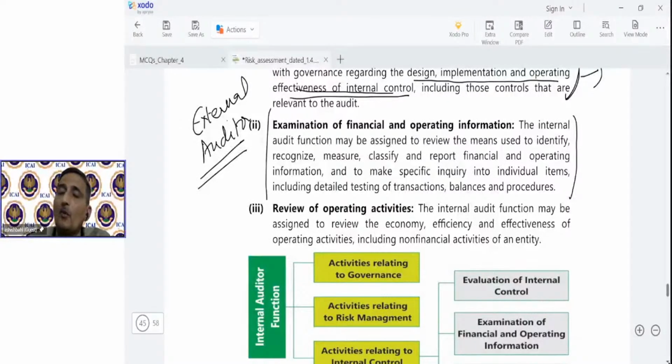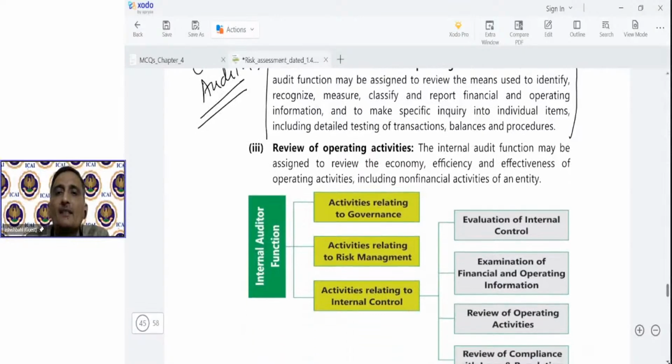No, Bhumika, it is not necessary. Whether these are financial statements or raw data or any report, he can review any financial information or operating information. Operating information means information which relates to the operations of the company. Okay. And number 3, review of operating activities.